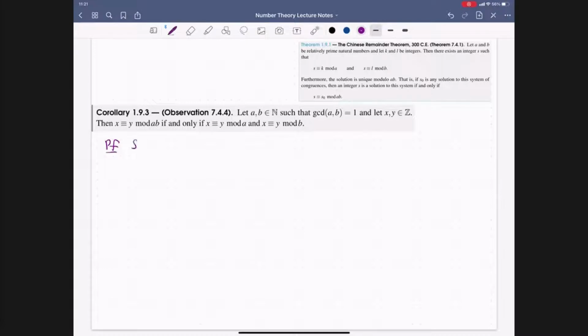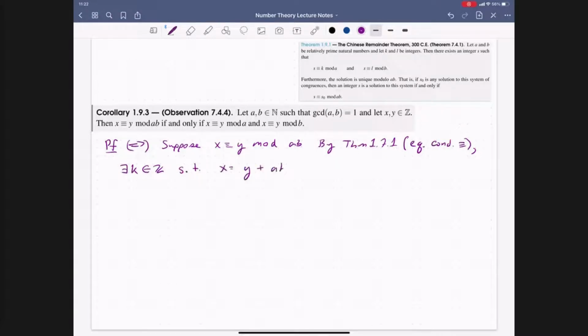So first, we're going to do the forward direction. So suppose that x is congruent to y mod a times b. By theorem 1.7.1, the theorem on equivalent conditions on congruence, we have that there exists some integer k such that x is equal to y plus a times b times k. But if this is the case, we can reduce mod a and mod b. And doing so gives what we want. Because now we get x is congruent to y mod a and x is congruent to y mod b. And that completes the forward direction.